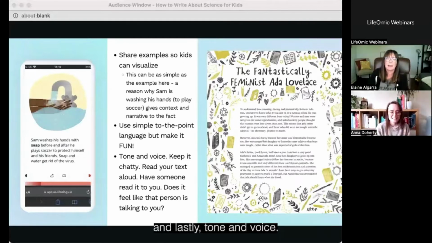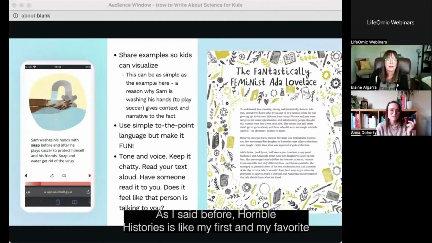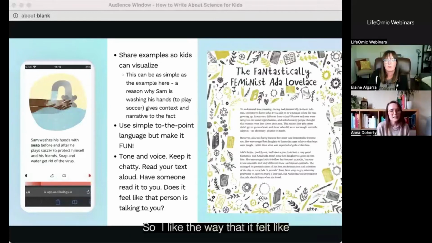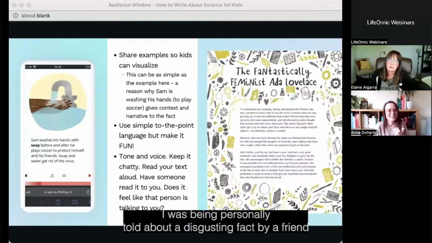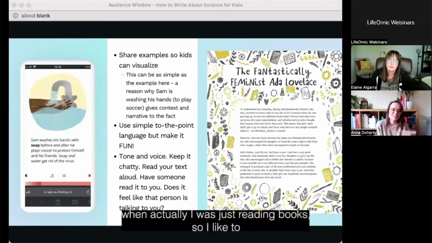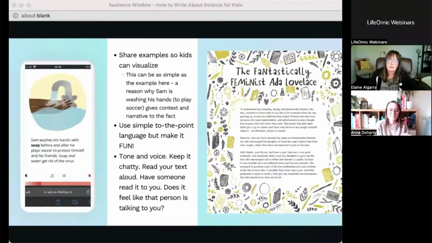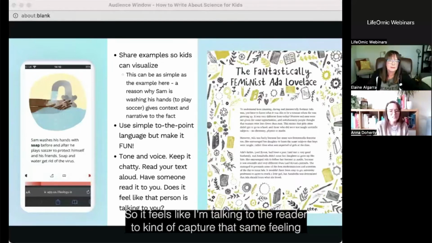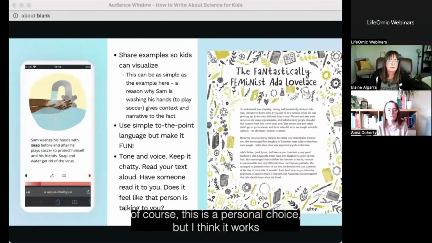And lastly, tone and voice. As I said before, Horrible Histories was my first and my favorite interaction with nonfiction books, partly because it was so informal and chatty. I liked the way that it felt like I was being personally told about a disgusting fact by a friend, whereas actually I was just reading books. So I like to keep a chatty and light tone when I'm writing, so it feels like I'm talking to the reader to capture that same feeling. Of course, that's just a personal choice, but I think it works really well.